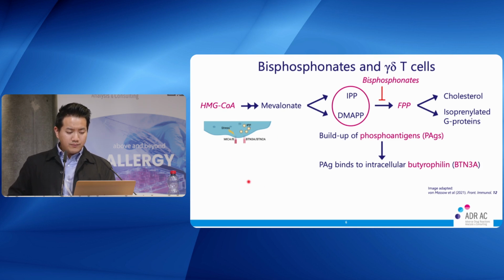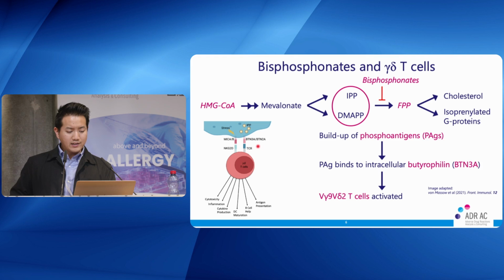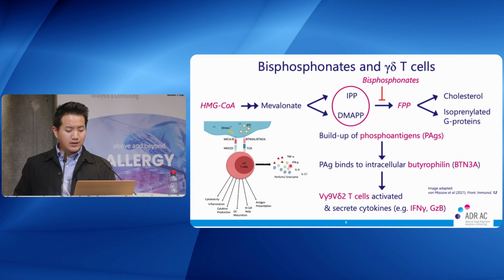And the consequence of these phosphoantigens being bound to butyrophilin is that they can actually activate the gamma delta T cells, particularly this V gamma 9 V delta 2, which is actually not too rarely found circulating in the blood, in the range of 5% or so. And when these cells are then activated, they can induce cytotoxicity and also release cytokines, including interferon gamma and cytotoxic granules.